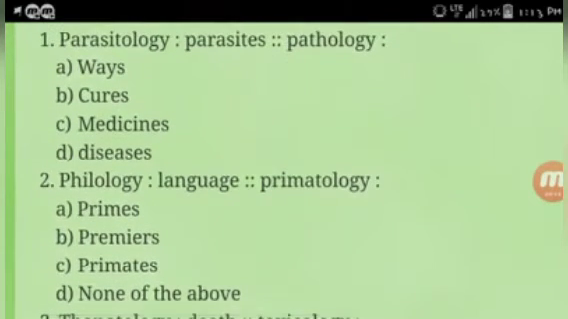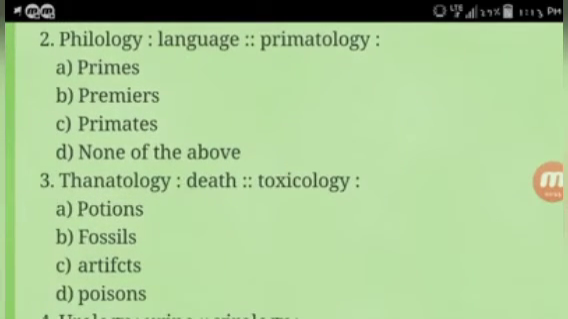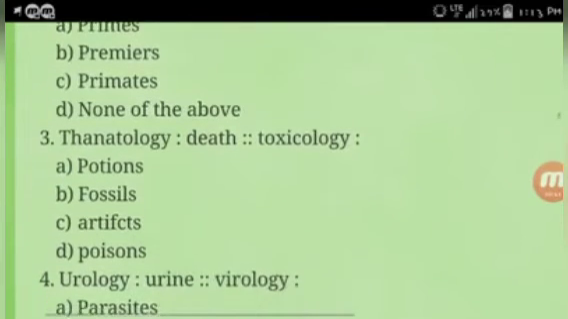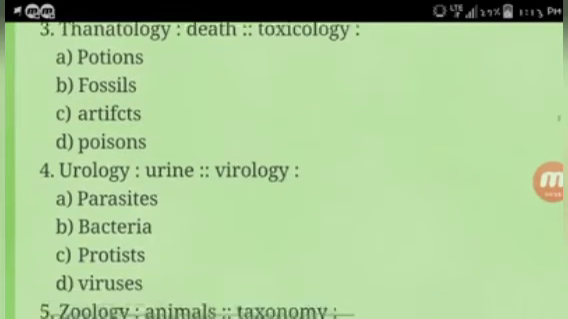Number 1, parasitology studies parasites. Pathology is to what? That is diseases. As you all know, pathology studies pathogens or the organisms that cause diseases. Letter D. Number 2, philology, that studies language. Primatology, that studies primates or ape-like organisms. Letter C. Next, number 3, thanatology, that studies death. And toxicology, that studies, of course, toxic substances or poisons.